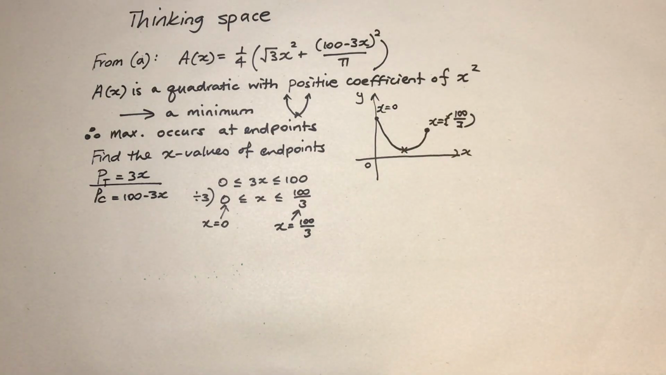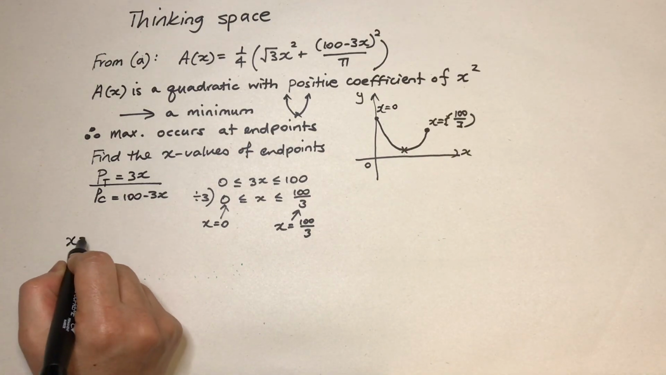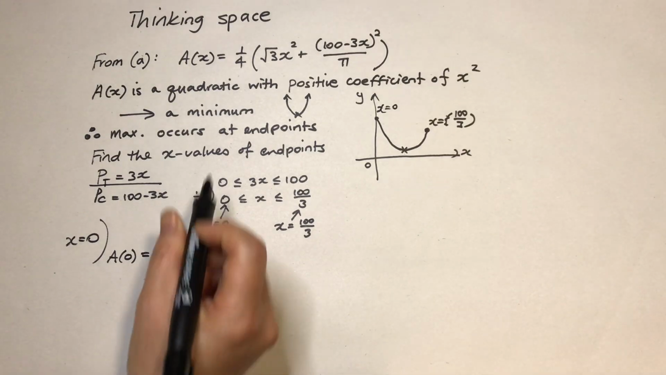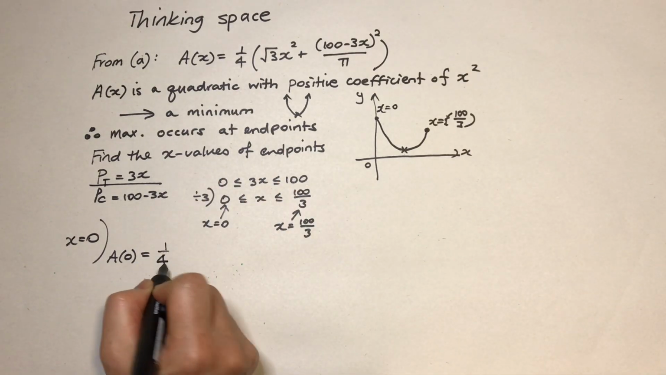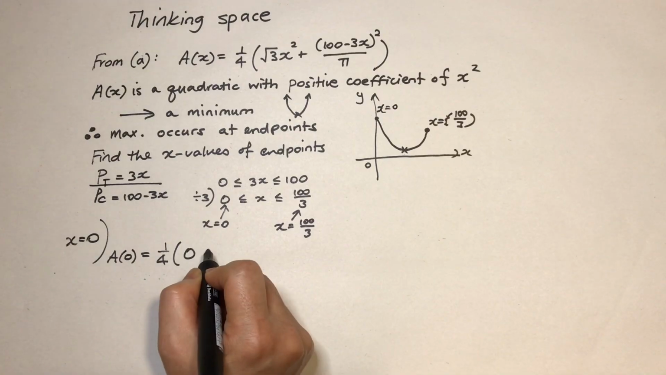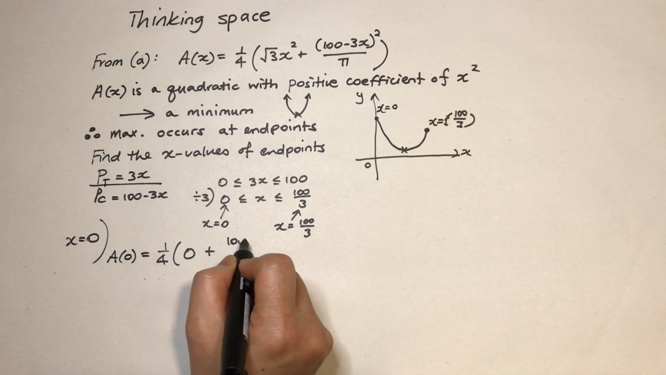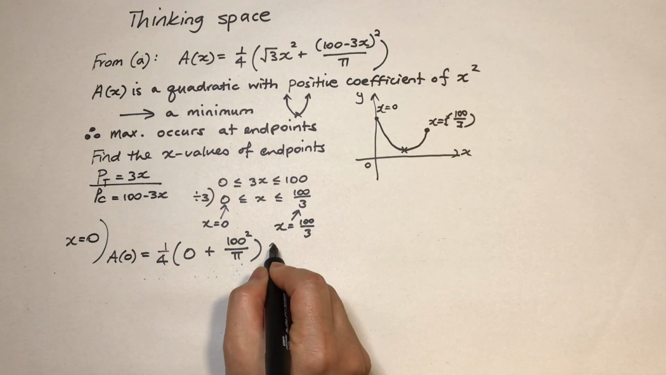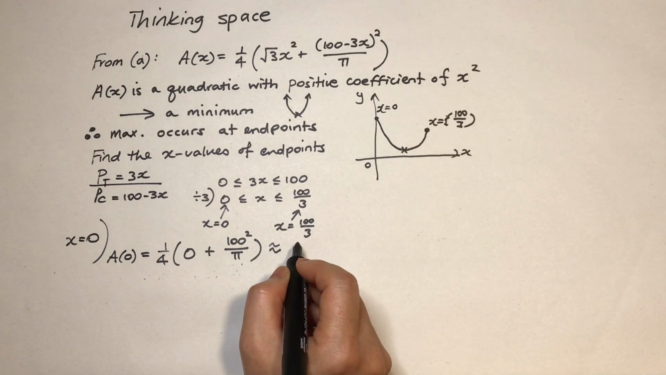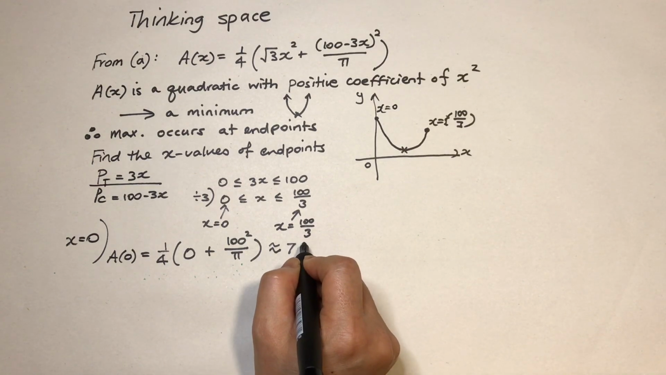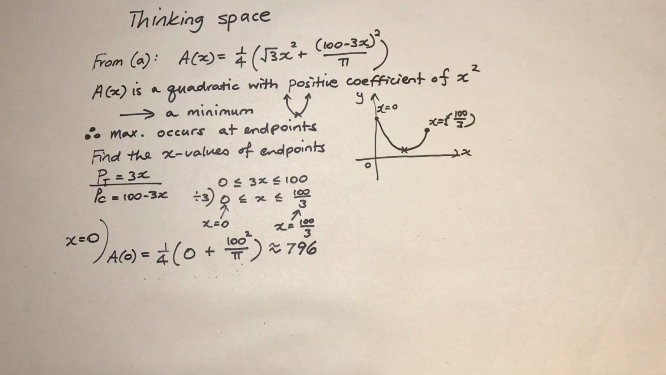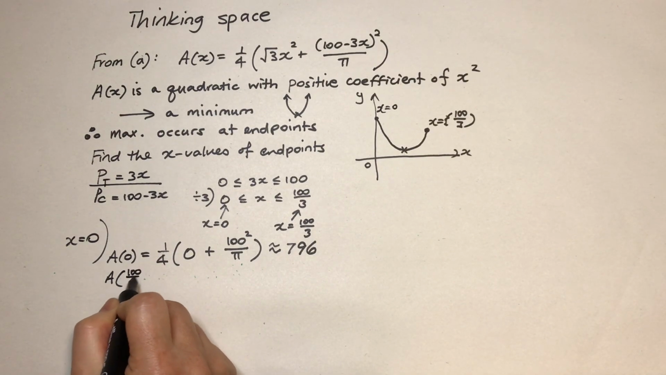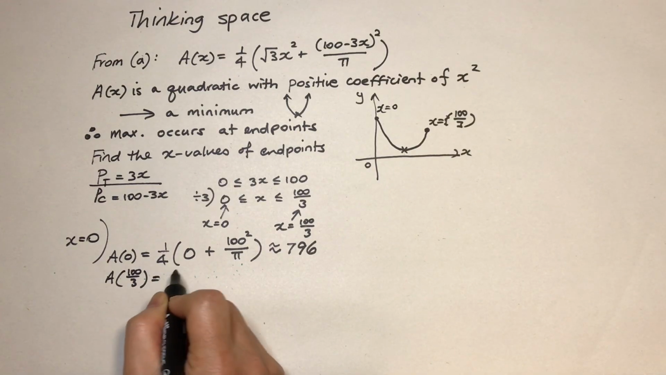So let's compare them. So when x equals 0, I'm going to put 0 into the A of x, 1/4 times 0 plus 100 squared over pi. Put that in your calculator straight away. You will get 796 centimeters squared.